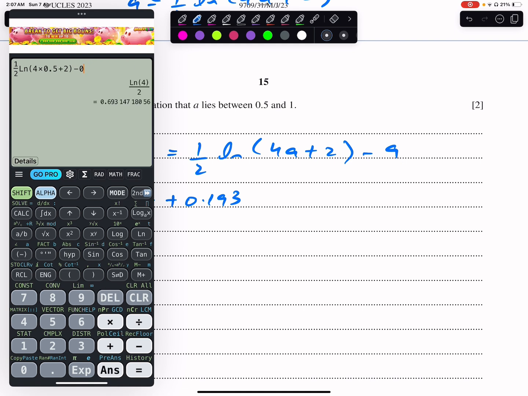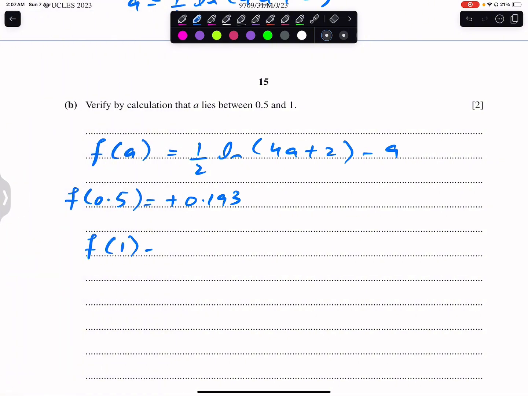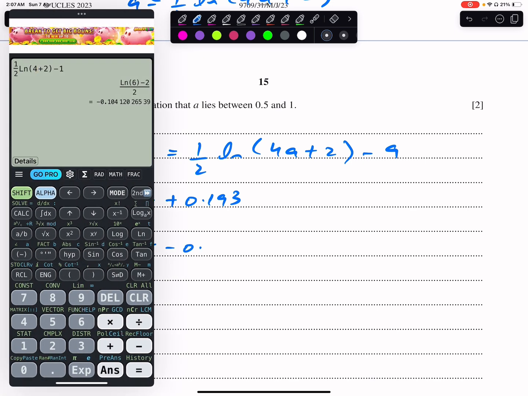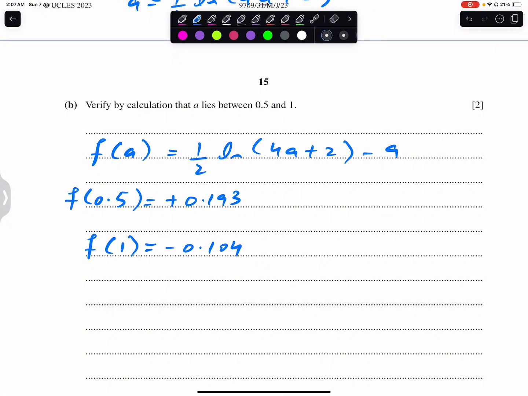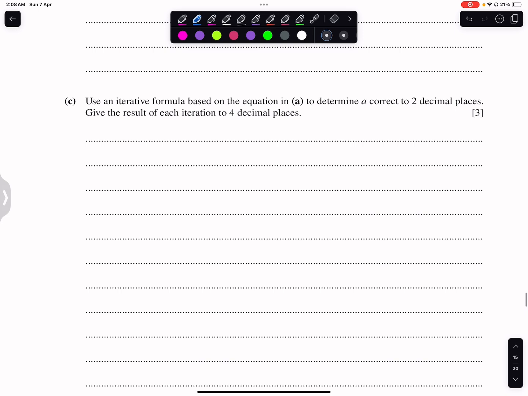Again, if you put 1, 4 times 1 is just 4. So f of 1 is minus 0.104. So the change of sign is showing you that a lies between 0.5 and 1.